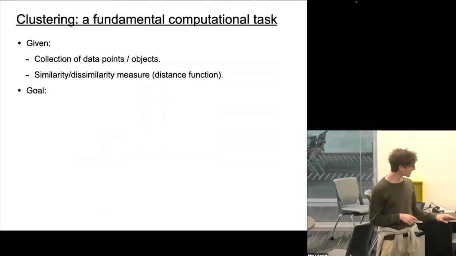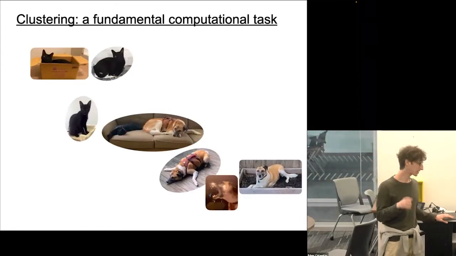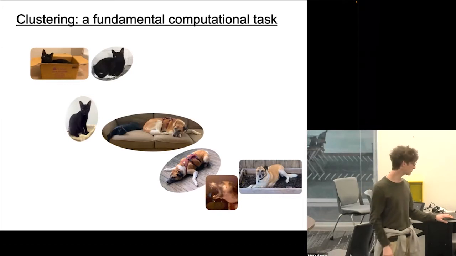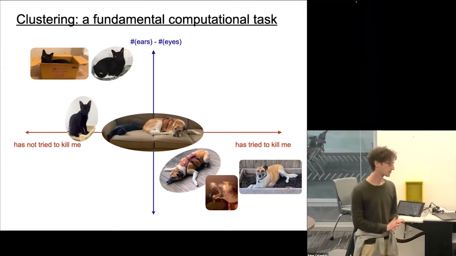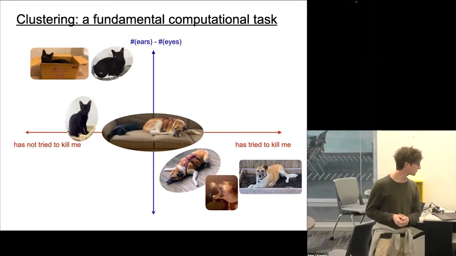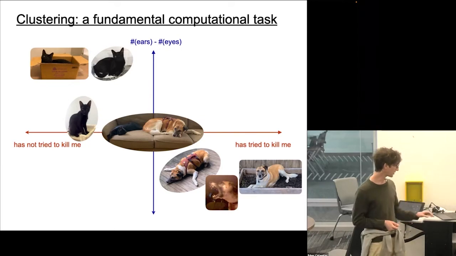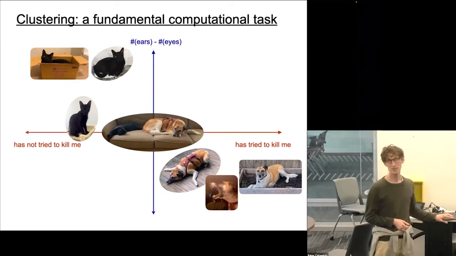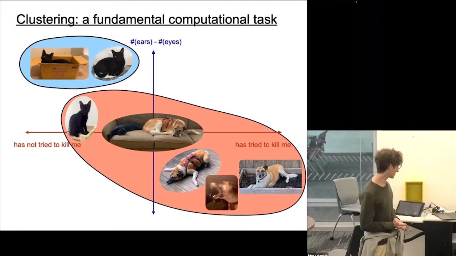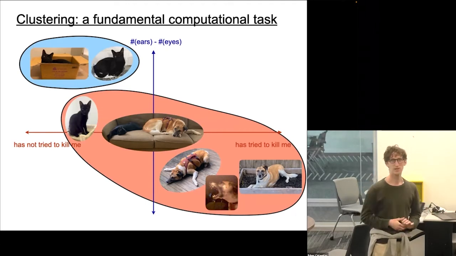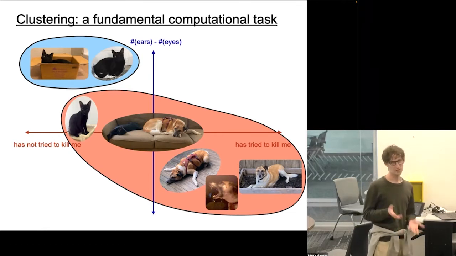Skip ahead a bit. Okay, so here's the quick motivating example. We can plot these on the Euclidean plane by two axes. One is the extent to which these data points have tried to kill me, and one is the difference between the number of ears and the number of eyes in these various data points. So it's very compelling. And here's one natural way to cluster them into two clusters. You might think that one of those data points maybe belongs in the blue cluster, but I do approximation algorithms.